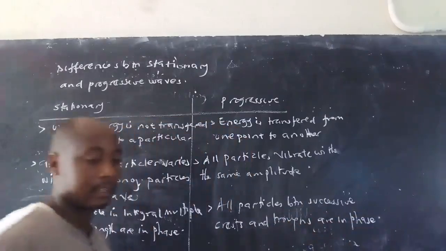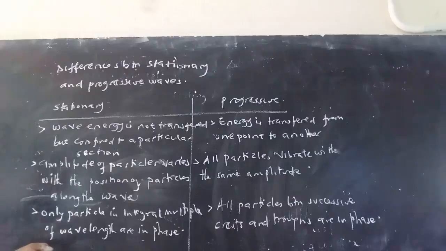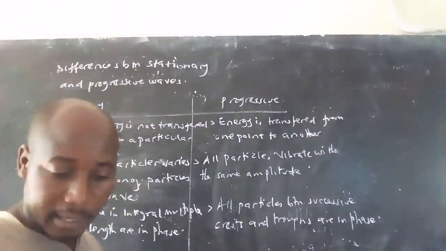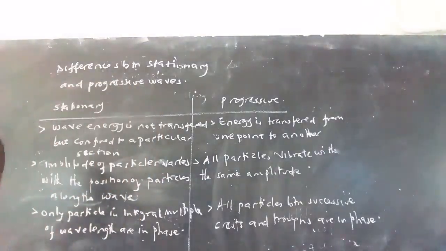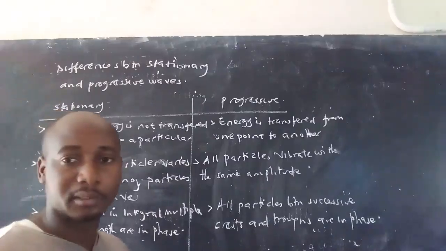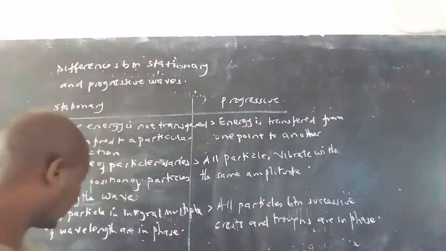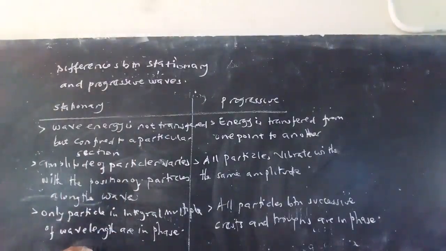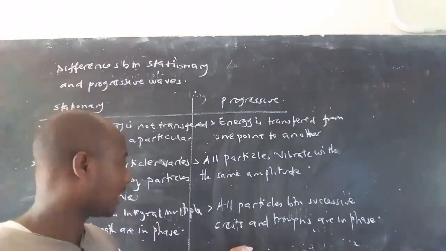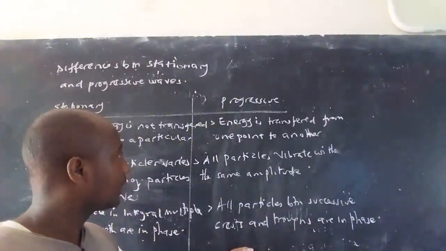Here I can also say a stationary wave has nodes and antinodes, while this one has crests and troughs. Then we can also compare the wavelength. Here the distance between two successive nodes or antinodes is lambda over 2, while here the distance between two successive crests or troughs is lambda.